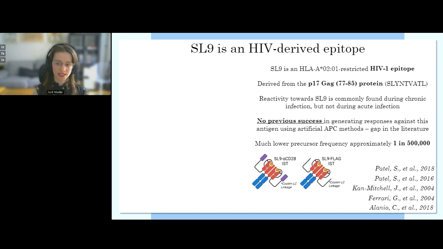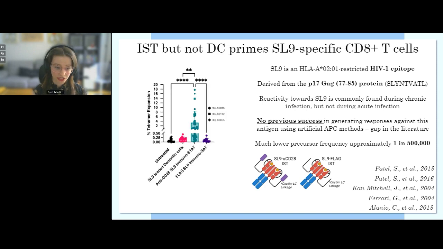One thing that complicates this antigen is it actually has a very low precursor frequency. So if you remember from MAR1, it was about 1 in 7,500. Here it's 1 in 500,000. So clones that are able to recognize this antigen are much rarer. So we were kind of worried that maybe this wouldn't work just because we couldn't find these clones in our samples. However, we actually found they did expand, which was really, really interesting and really exciting for us.